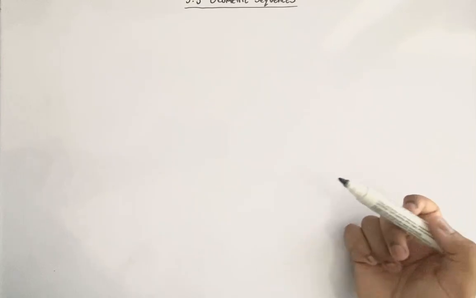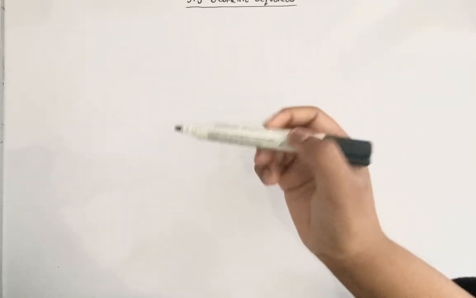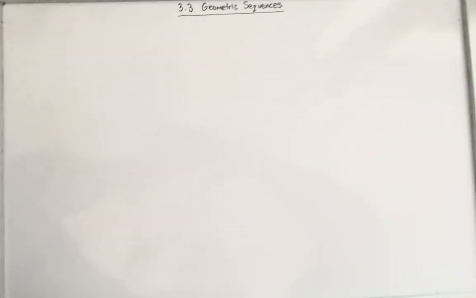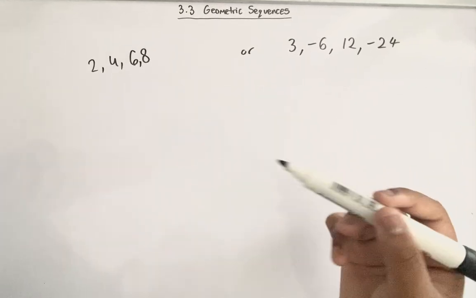Lesson 3, Geometric Sequences. For a geometric sequence, there is a common ratio between consecutive terms, so you multiply by it to get to the next term. For example, these are geometric sequences.